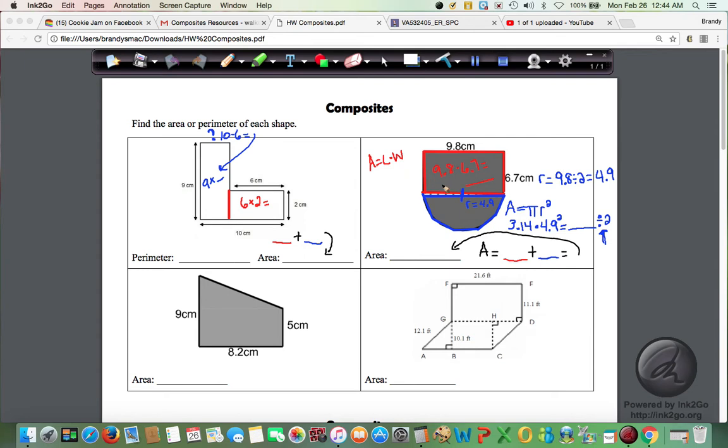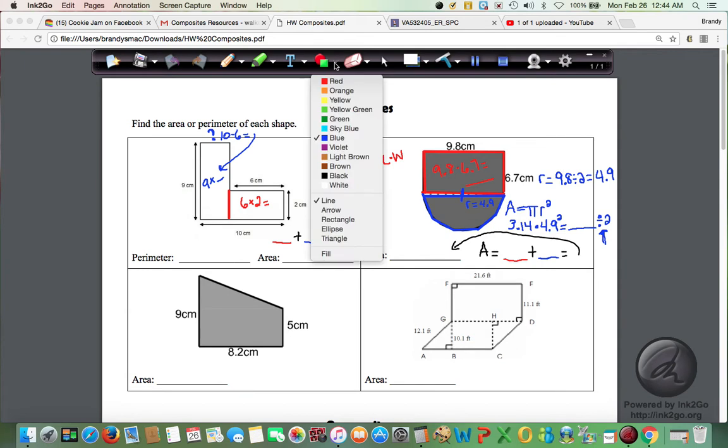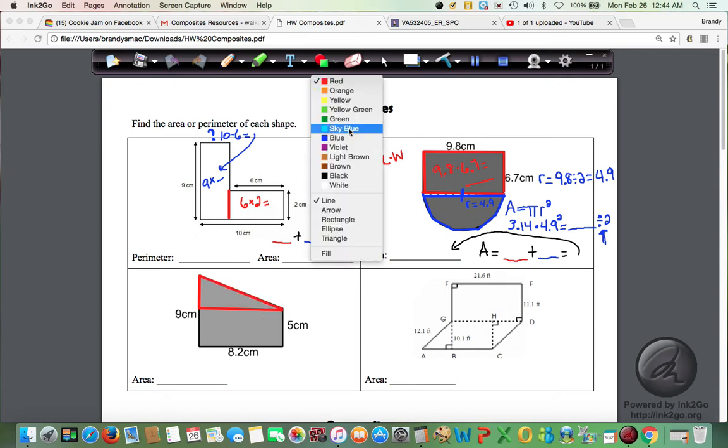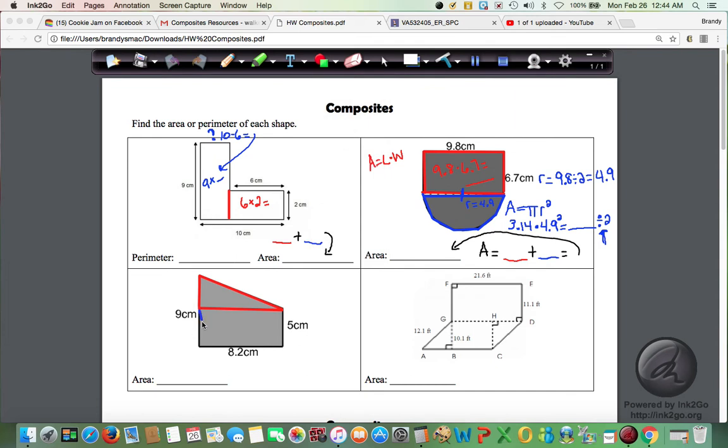Okay? Area of a rectangle, really simple. Area of a half circle, not too hard, but yeah, there's a little bit more math involved. And then add them together. All right, let's look down here. Down here, I actually see a right triangle and a rectangle. So let me show you what I see here. See, I see this line right here. You guys see that? So I have a triangle up top, and then I have a rectangle at the bottom.